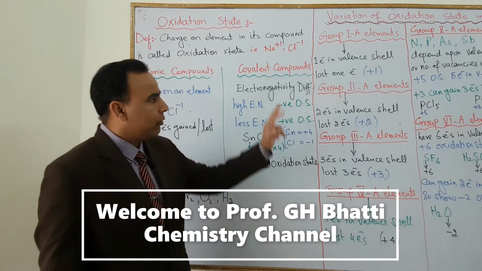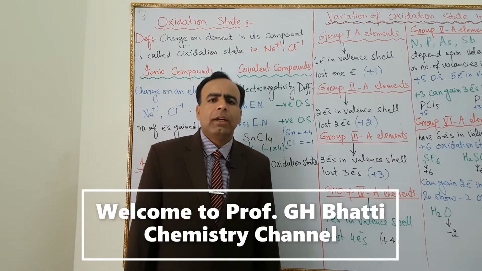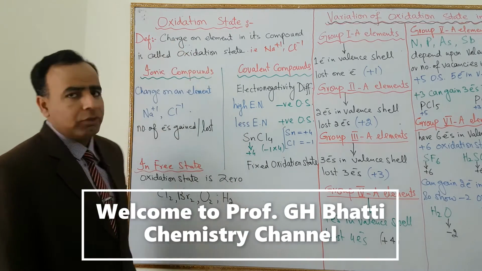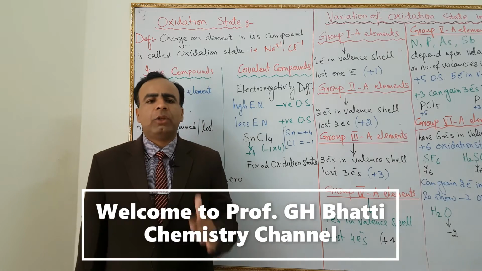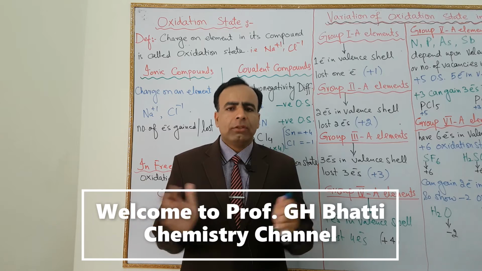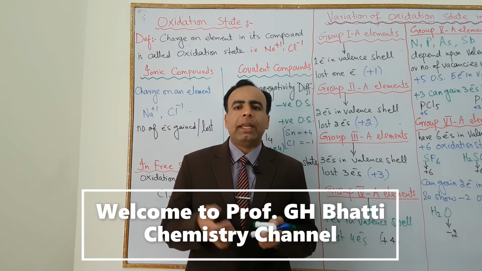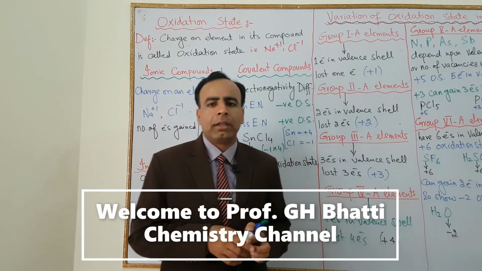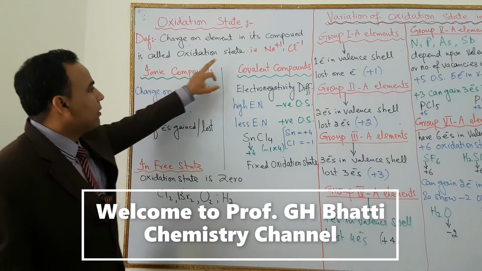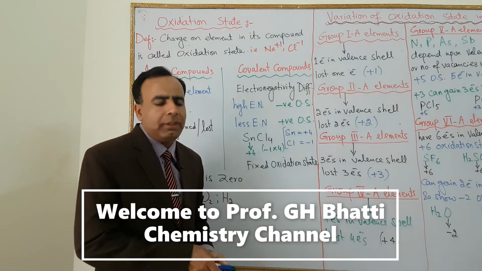The topic of today's discussion is oxidation state, second year chemistry, chapter number 1. Now, what is oxidation state? Dear students, charge on an element in its compound is called oxidation state. It is the apparent charge with sign which an atom has in a compound. For example, sodium has +1 charge, chlorine has -1 charge.